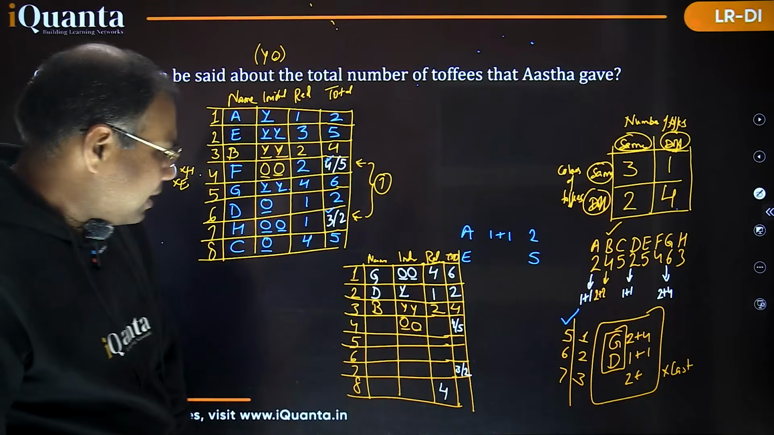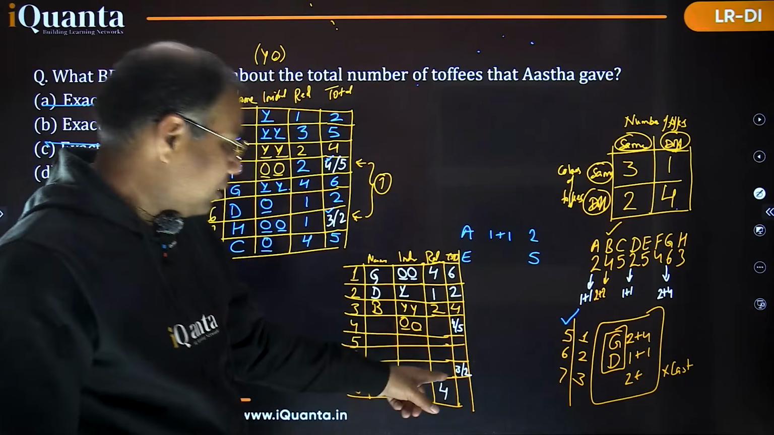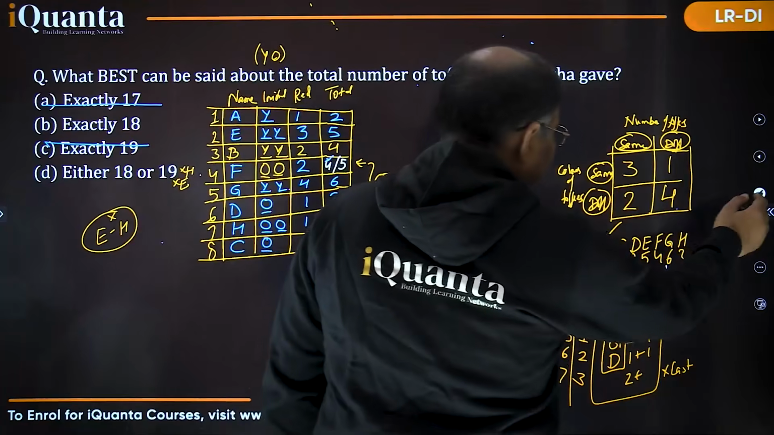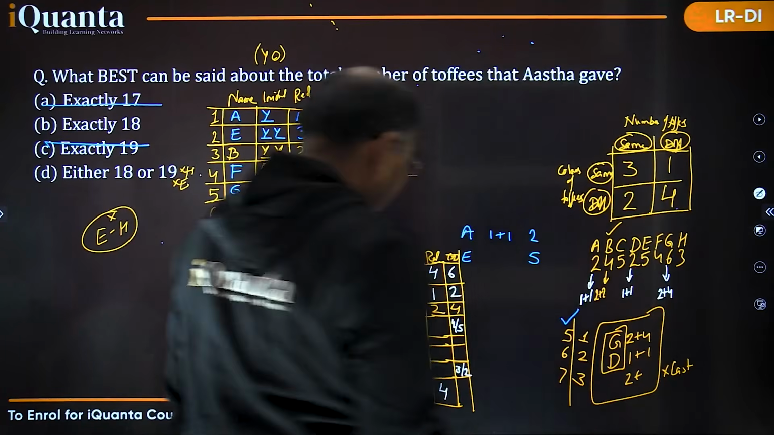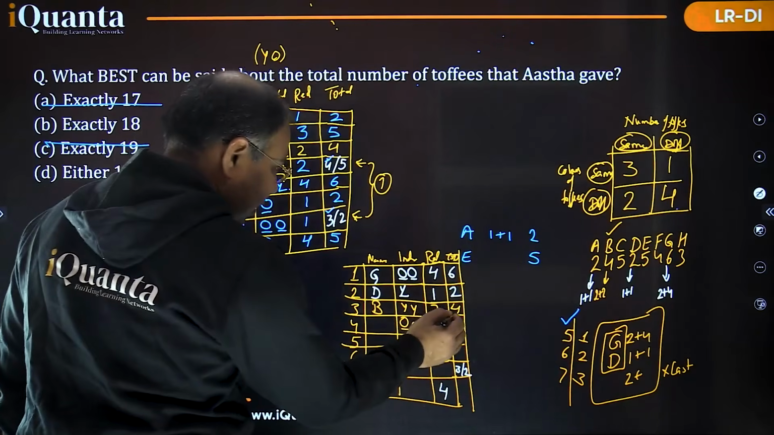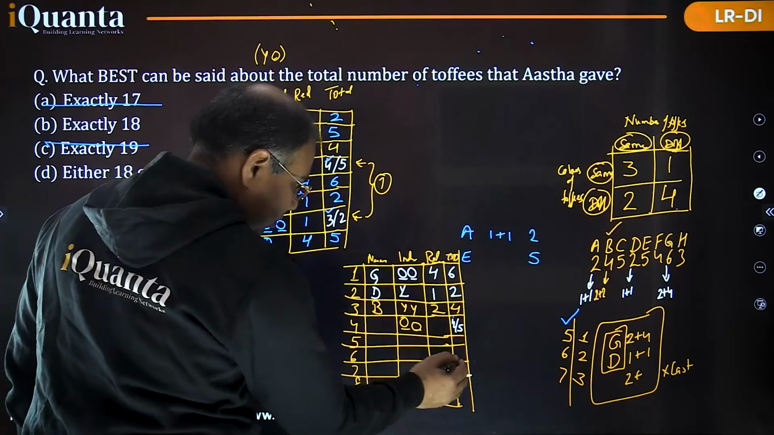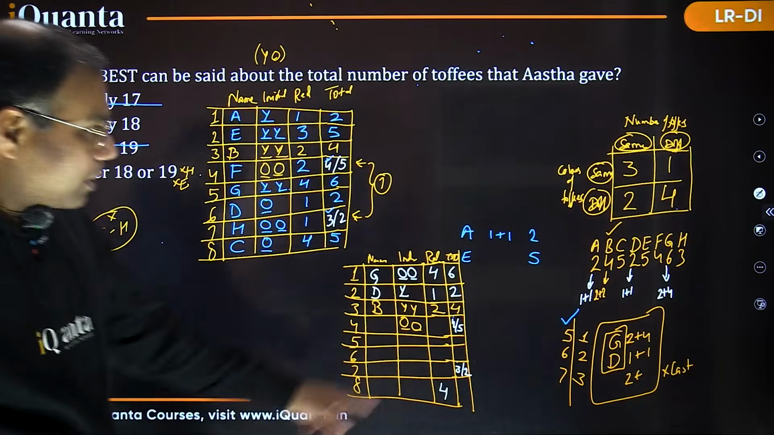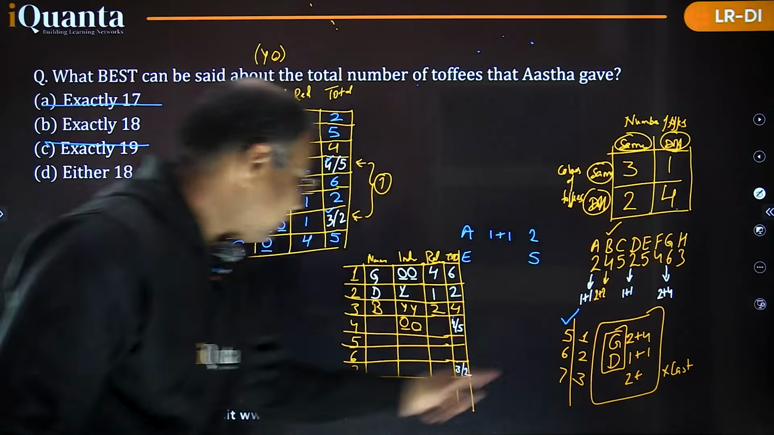Okay, let's check with some case now. Let's check with 4 first. Let's try with 4 and see what can be done. I'm using again a case here. I'm using blue. So I'm using the first 4 case. If it is 4, then this must be 3, right? This must be 3. Then who is having 3? It is H.